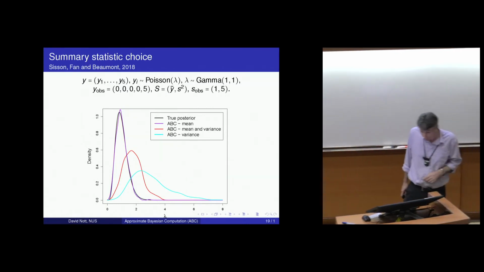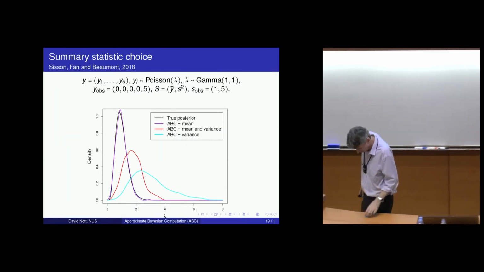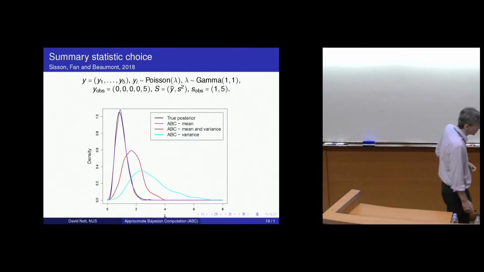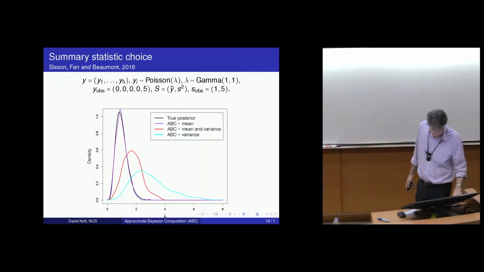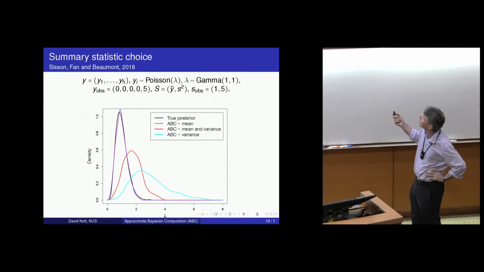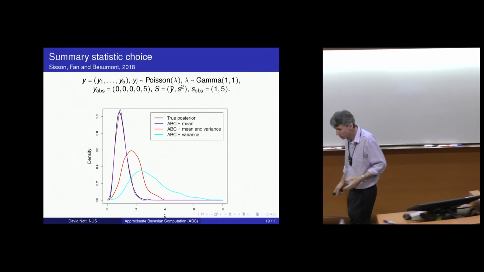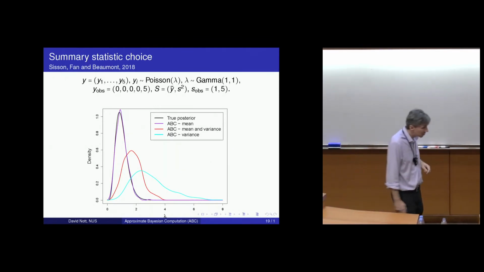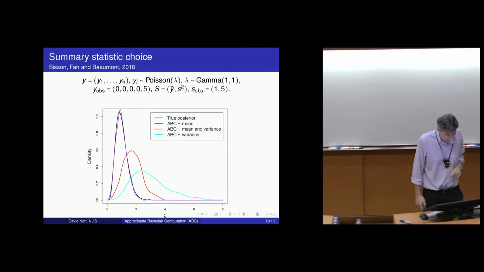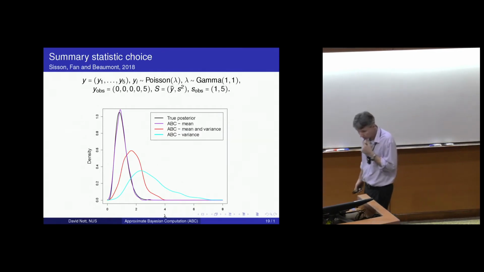And I'm going to pretend that the likelihood's intractable and that I didn't know there was a minimal sufficient statistic. So we're going to consider summary statistics that are based on the sample mean Y bar and the sample variance S squared. For this data, the sample mean is 1 and the sample variance is 5. Now, because this is a Poisson model, you know that the sample mean is a minimal sufficient statistic. So that would somehow be the ideal choice for ABC summary statistics, you would think.